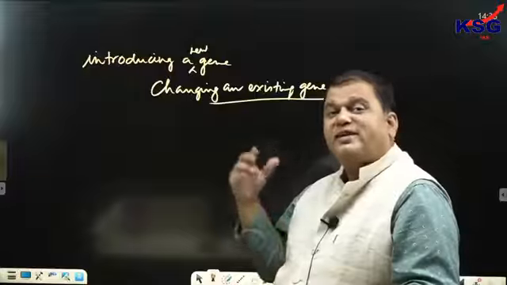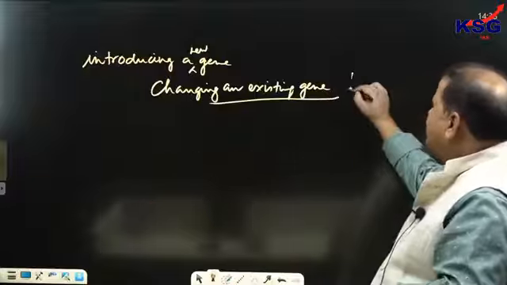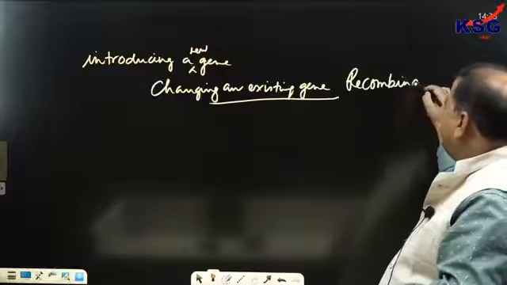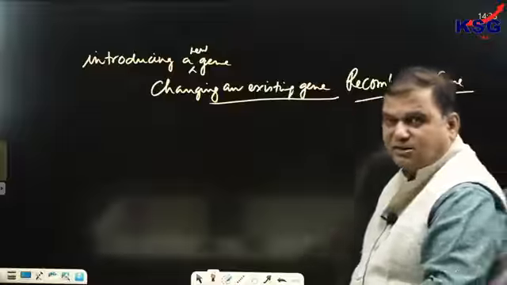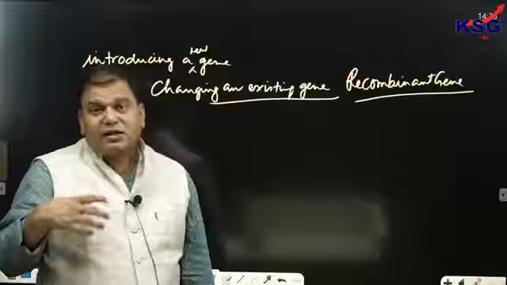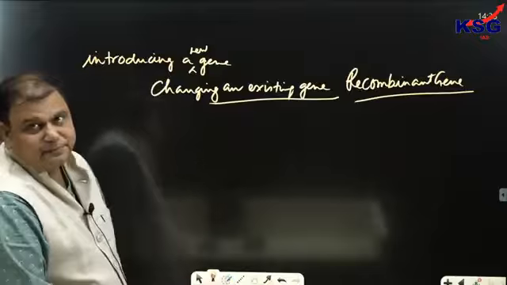It would be called as recombinant gene. Write down. The resultant gene is called recombinant gene. Is that clear? So that resultant gene would be referred to as recombinant gene. So this is genetic engineering.